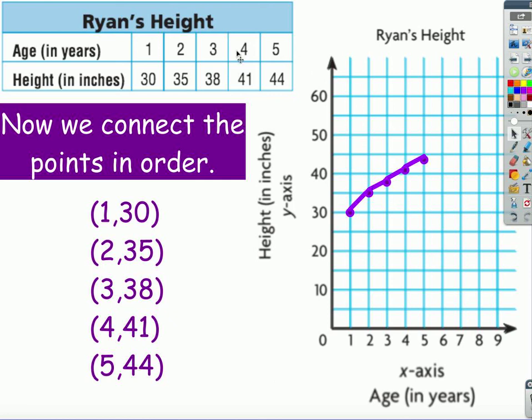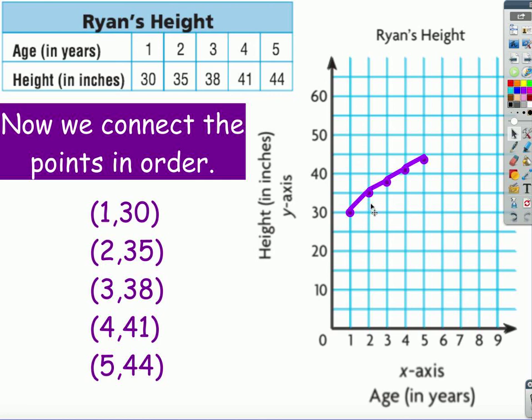Now, something else we can talk about here is, for example, between what 2 years did he grow the most? There are two ways you can do that. You could subtract these. You can see he grew 5 there, 3 there, 3 there, and 3 there. So he grew the most between 1 and 2 years old. Or you can look on your graph and find the steepest part of your graph. The steepest part means it's going to increase the most. The other ones look like they all increase the same.